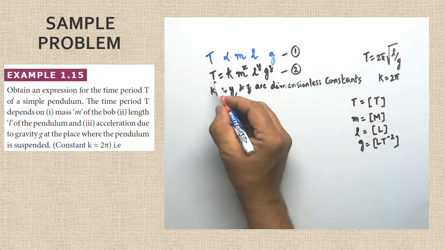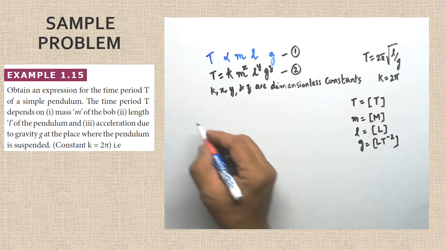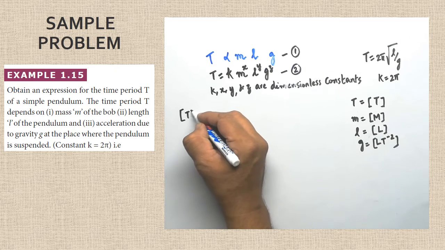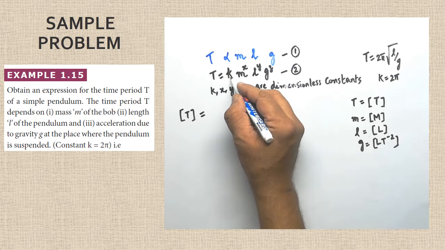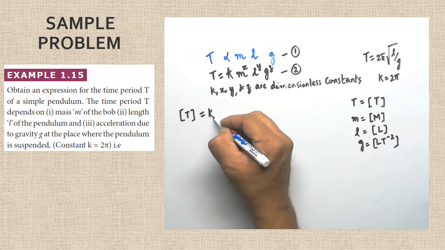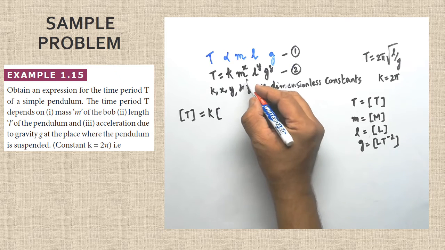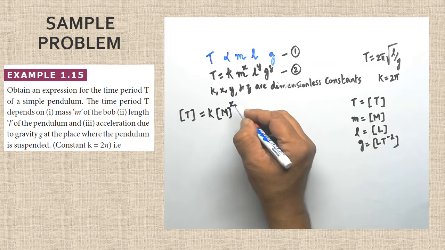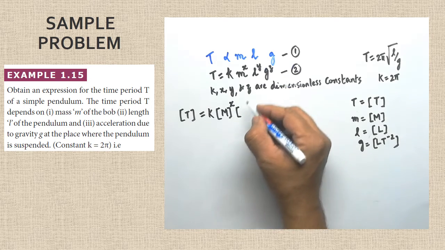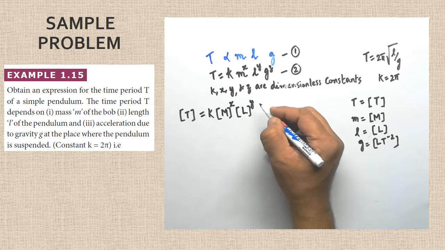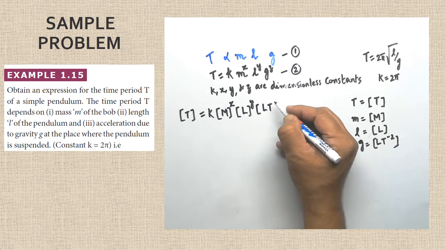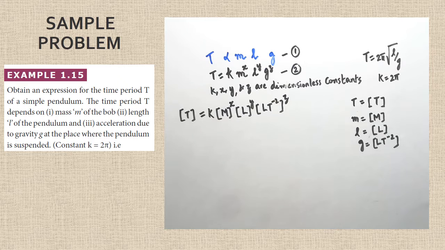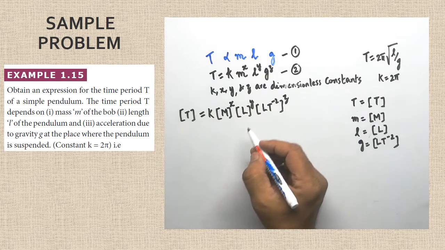Okay. Now in the second step, you have to substitute all the factors here. Instead of time period, substitute the dimension, T is written. Finally, you can write the value of k. Are you clear? Write the k value here. And then m. The dimension of m is M. You simply write x at the top. L. Dimension of L is capital L. The power is y. Instead of acceleration due to gravity, substitute the dimension of g. So all the dimensions are substituted. What will be the next step?